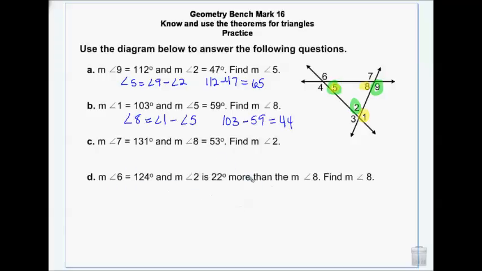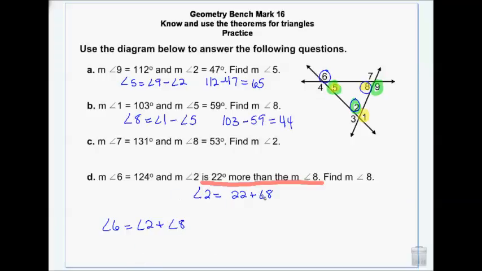I'm going to switch to D. D is a little bit different because of this statement right here. Angle 2 is 22 more than angle 8. So we're going to be throwing some algebra in there. So if we look at this, here's angle 6, I have angle 2, and I have angle 8. Angle 2 is equal to 22 plus angle 8. Angle 6 is equal to angle 2 plus angle 8.